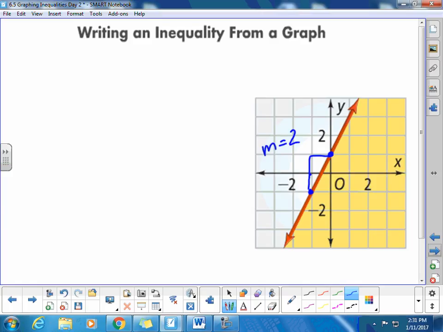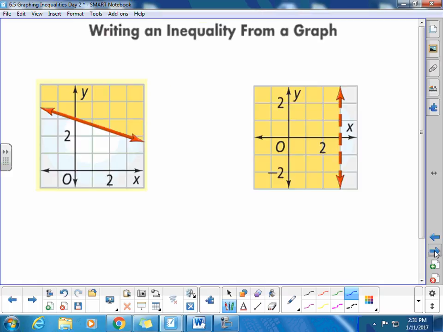And I know the y-intercept is 1. So if I were going to write an equation, it'd be y equals, but I'm going to leave a little blank: y something 2x plus 1. It looks like it's shaded under the line, so y is less than. And they used a solid line, so it's less than or equal to. y is less than or equal to 2x plus 1.